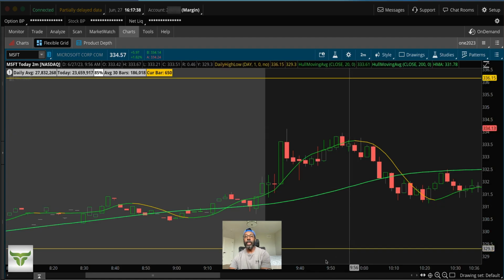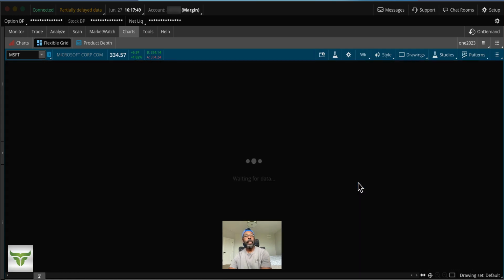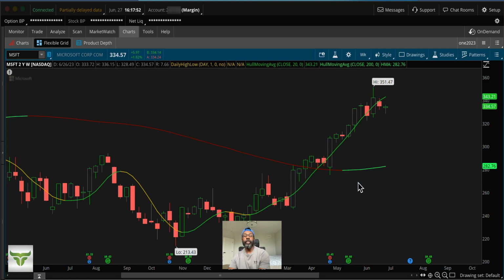So for support and resistance, if you want to do a long term, we're going to go back here, to a 2-year weekly. This is how it works: the hourly chart trumps the intraday chart, which would be 2-minute, 5-minute, 10-minute. The daily chart trumps the hourly chart. The weekly chart trumps the daily chart. The monthly chart trumps the weekly chart, and so on.